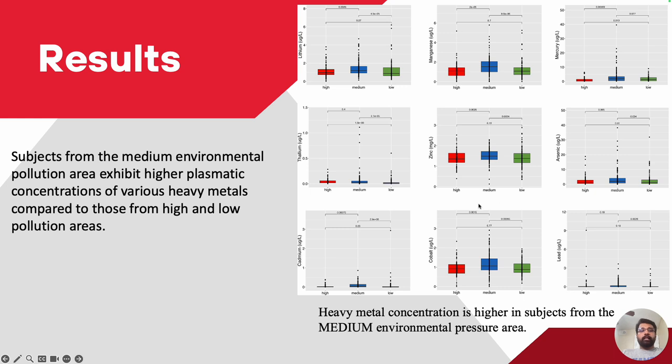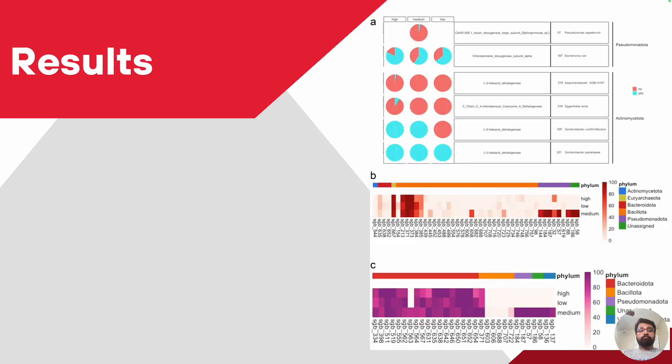So, sorry. The next graph is showing that the heavy metal concentration is higher in the subjects from the medium environmental pressure area. This data is a little bit different from what they were expecting. What you notice here is that the subjects from the medium environmental pollution area exhibit a higher plasmatic concentration of various heavy metals compared to those from the high and low polluted areas.